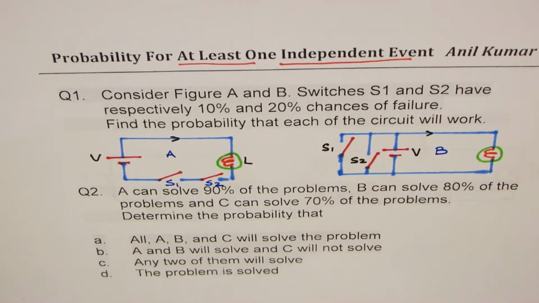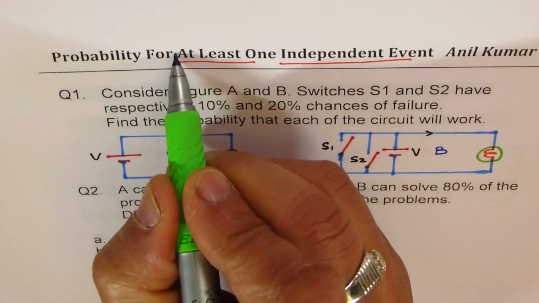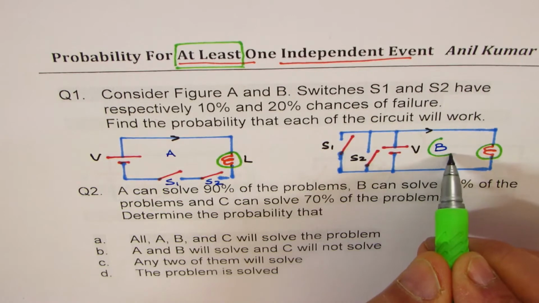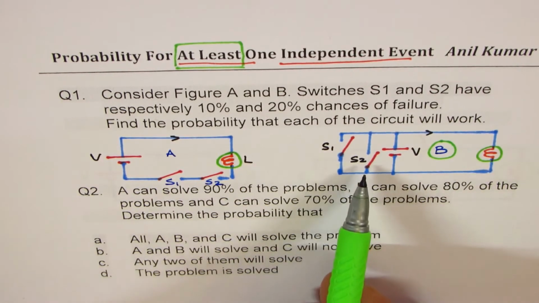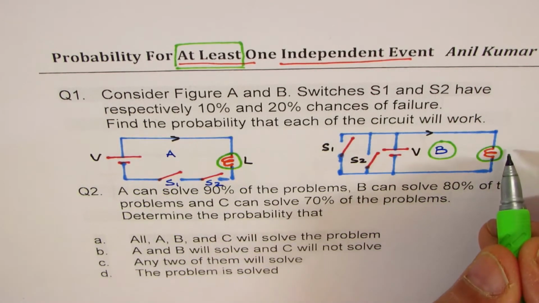So when we talk about at least one, you could have examples like we have shown here in figure 2, right? So this is our at least one case. You see that? Either one of them can work and the circuit will light up the lamp.